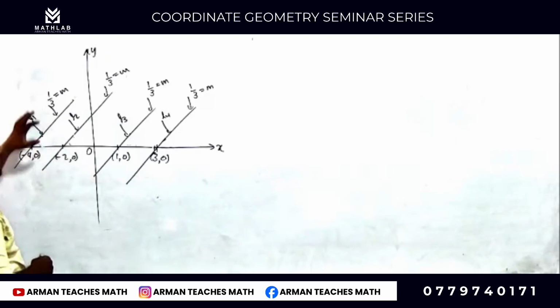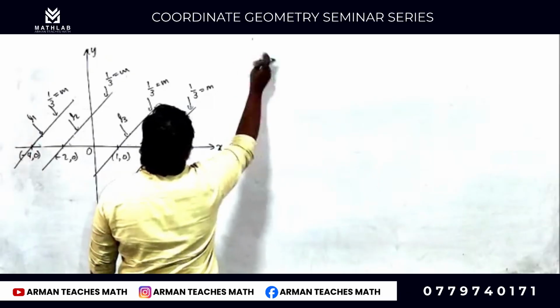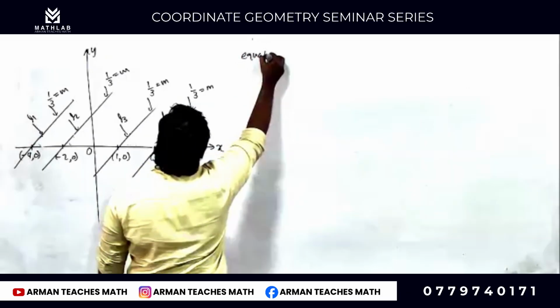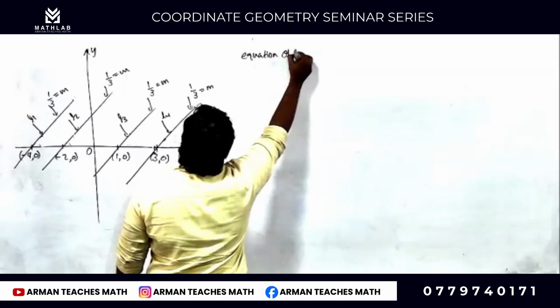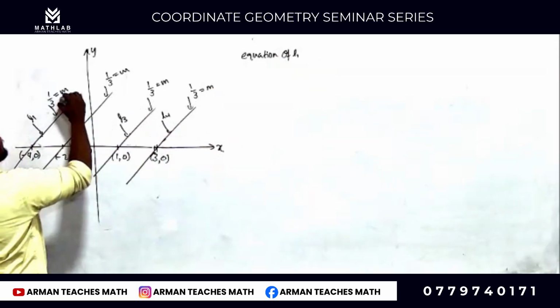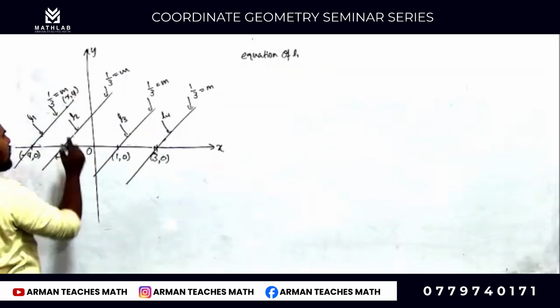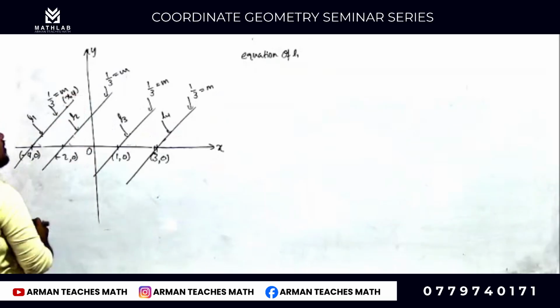Okay. How do we calculate the equations? The equation of L1. How do we take it? Take a general coordinate on that. I'm asking for the equation, not the parametric equation. Just the equation. So the normal traditional way. How do we do it?